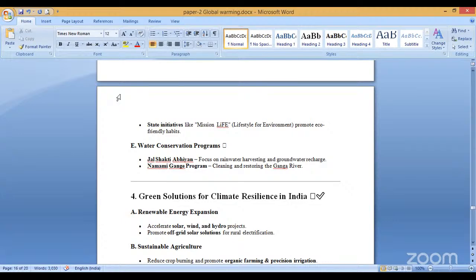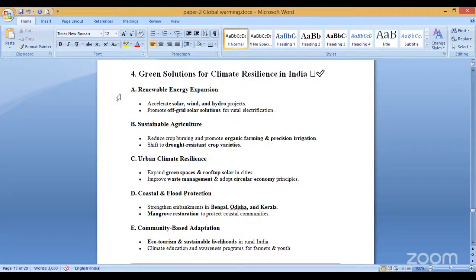off-grid solar solutions for rural electrification. Sustainable agriculture: reduce crop burning, promote organic farming and precision irrigation, and shift to drought-resistant crop varieties. Urban climate resilience: expand green space, rooftop solar in cities, improve waste management, and adopt circular economy principles.